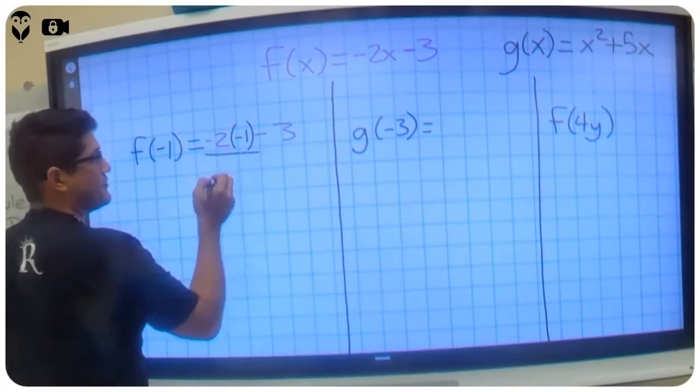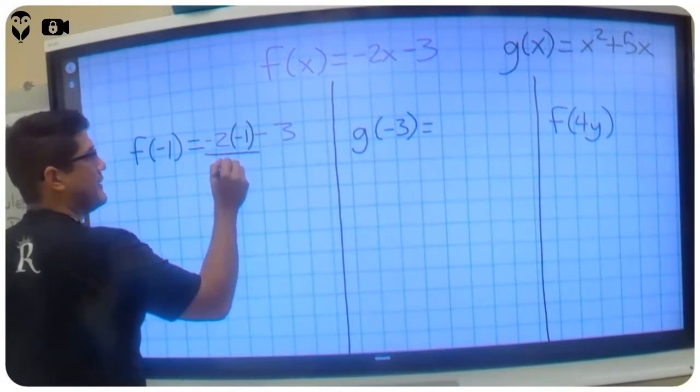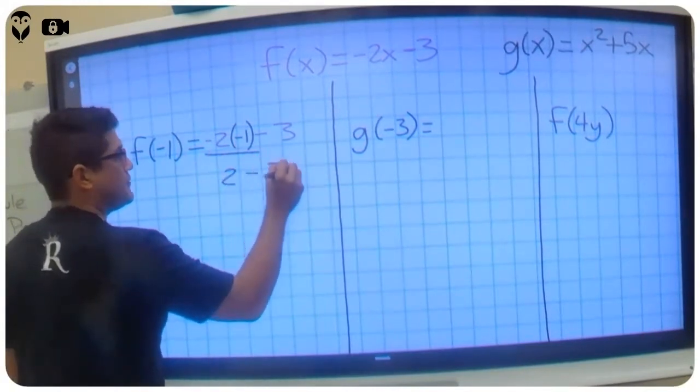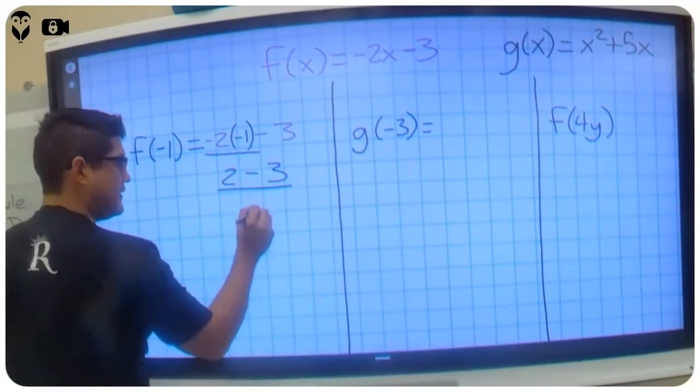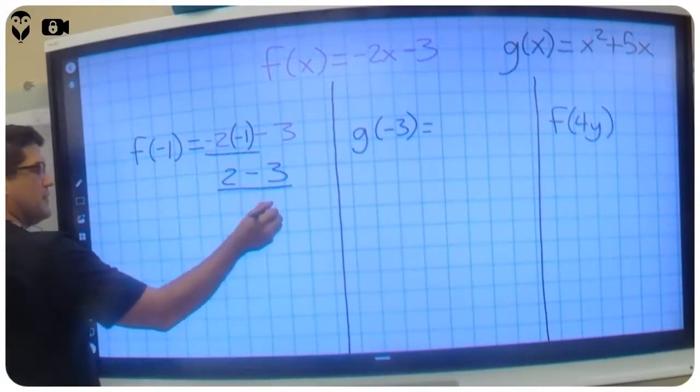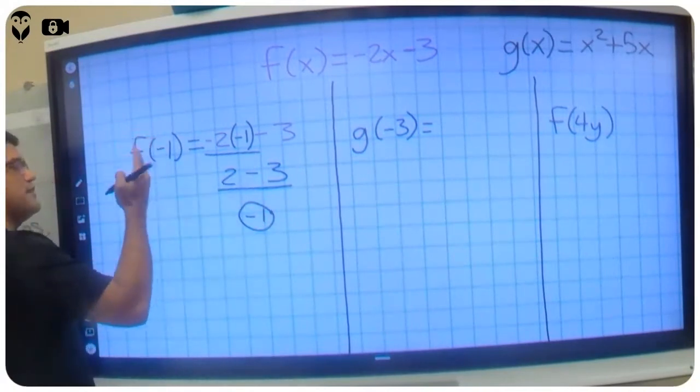So I'm changing this. So this is going to multiply and make 2 minus 3, and then 2 minus 3, that's going to make -1. So there's my final answer. So what's the answer for F of -1?